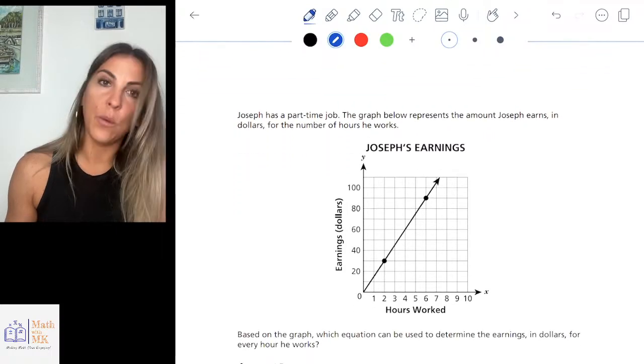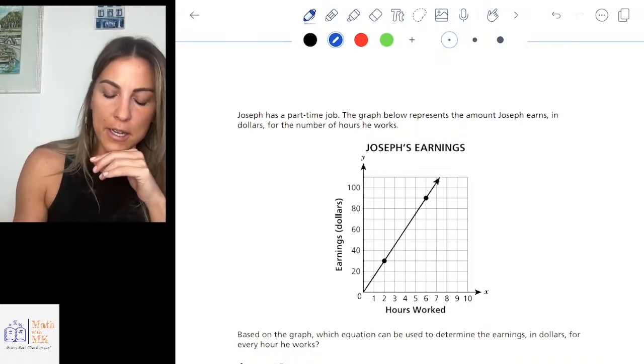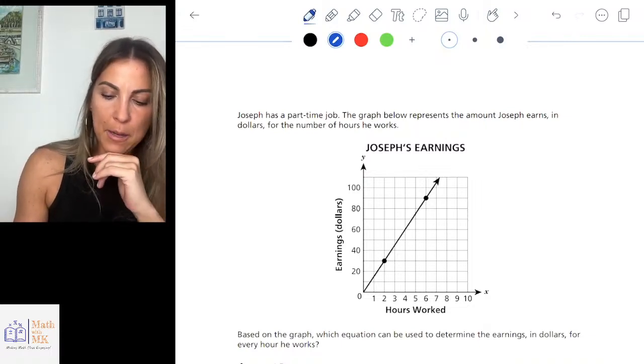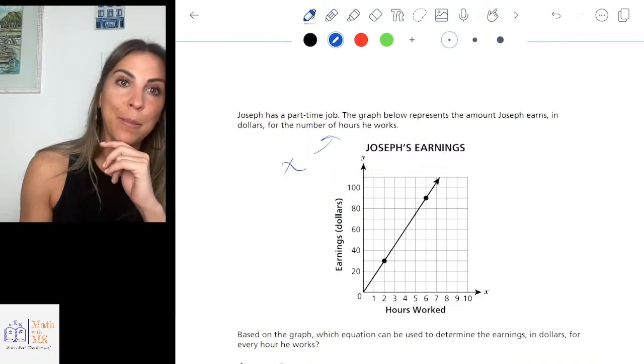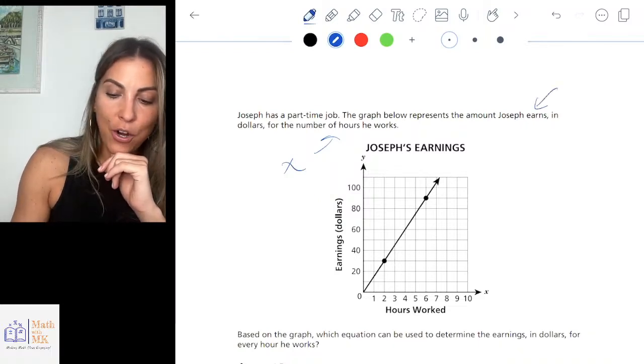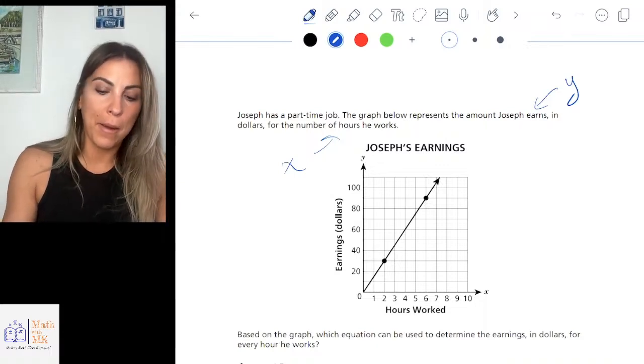Next one, again, sticking with that proportional relationships topic. Joseph has a part-time job. The graph below represents the amount Joseph earns in dollars for the number of hours he works. So the number of hours he works is my X, my independent variable, and the money he earns depends on how many hours he works. So that is my Y, my dependent variable.